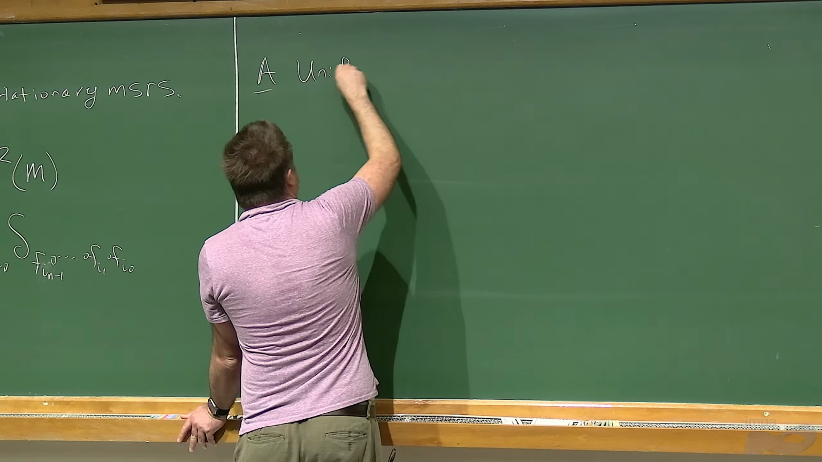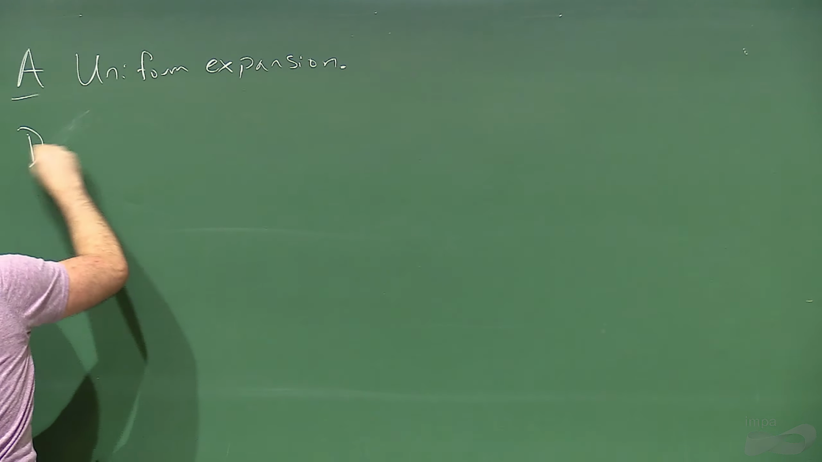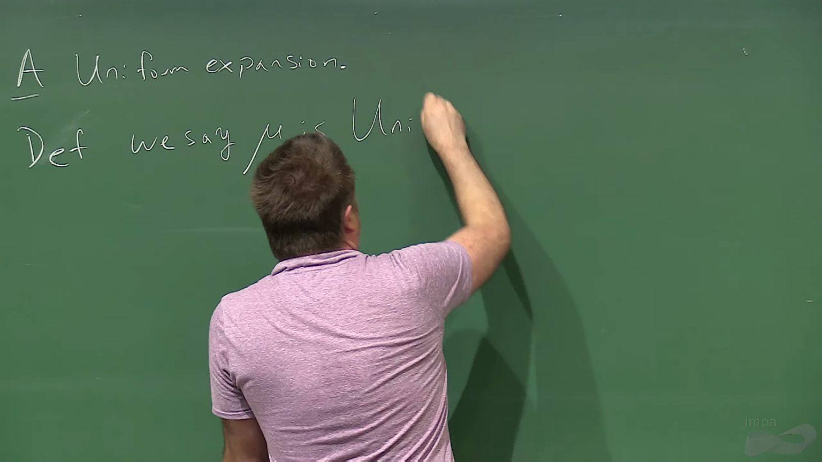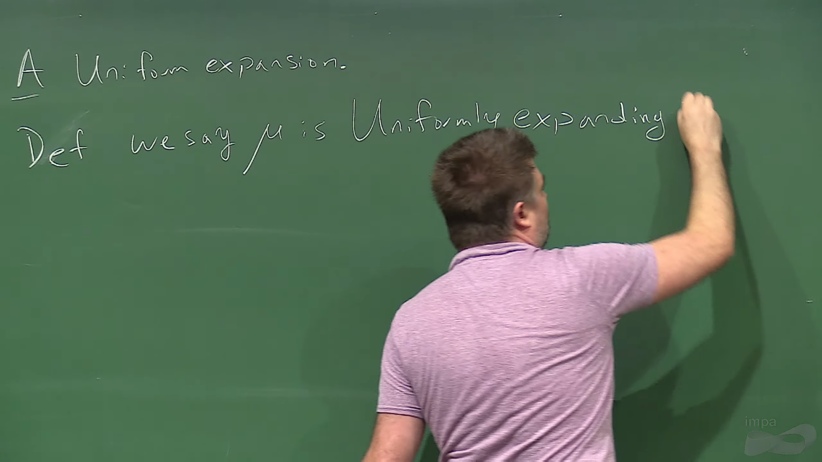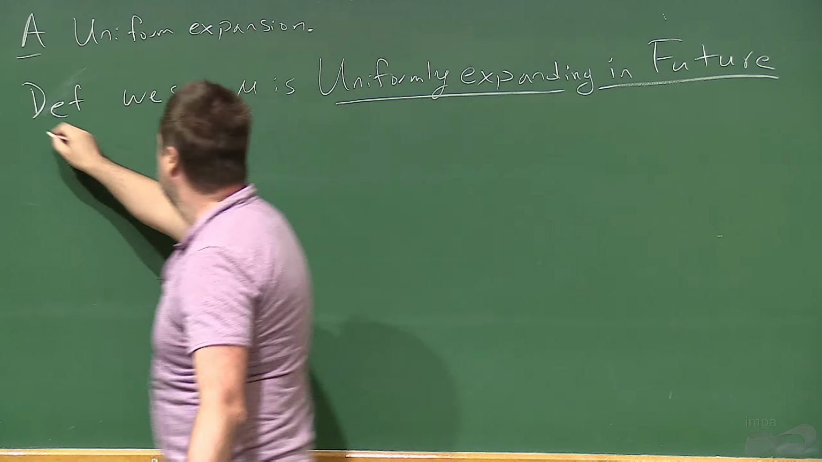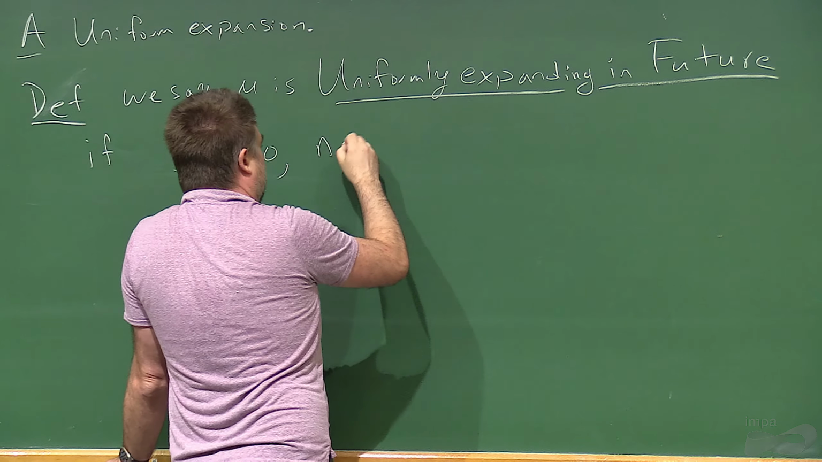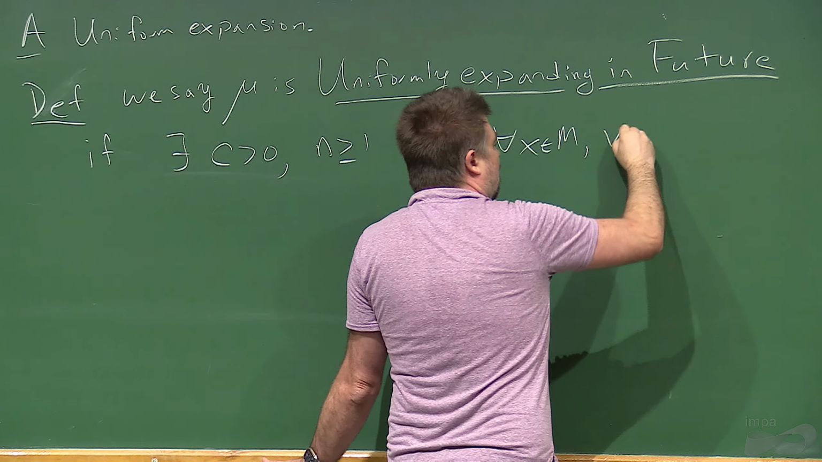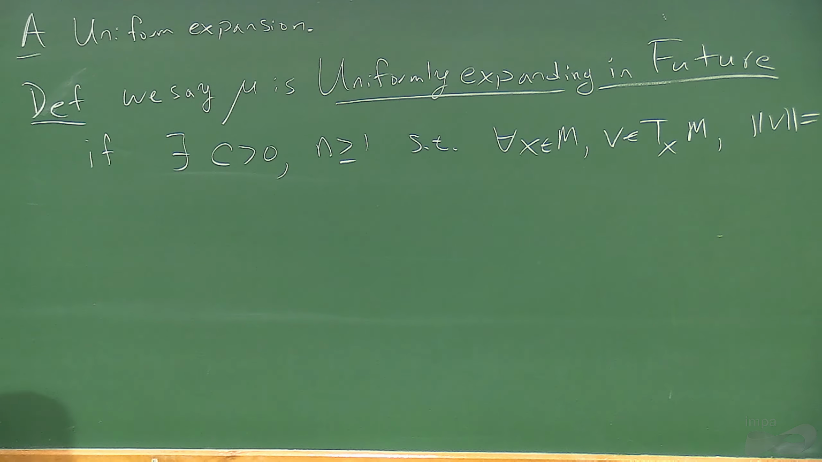So what is this uniform expansion? We say mu is uniformly expanding in the future if there's some positive threshold and some waiting time such that no matter what point I look at and what vector I look at, let's take it to be a unit vector. So put some Riemannian metric on the background manifold. That doesn't matter.